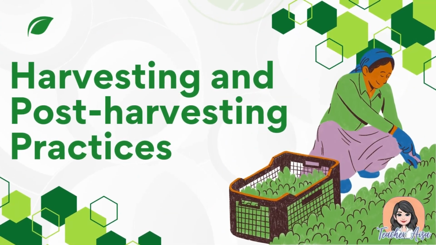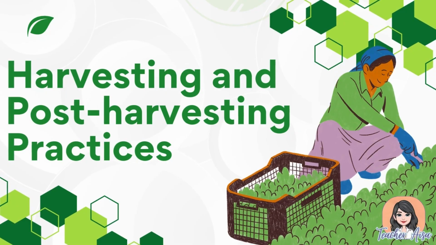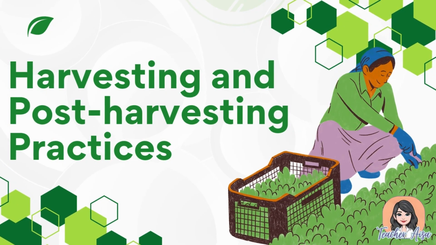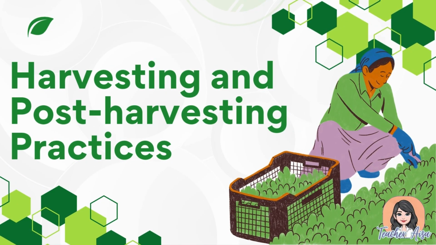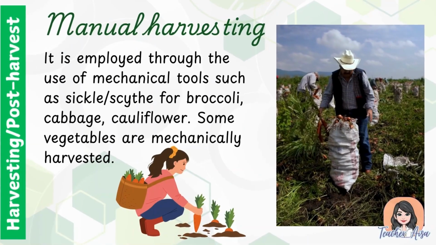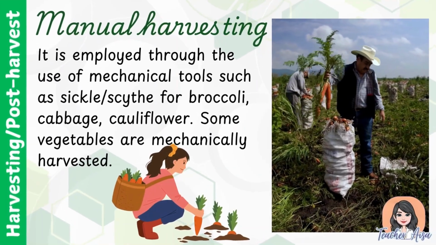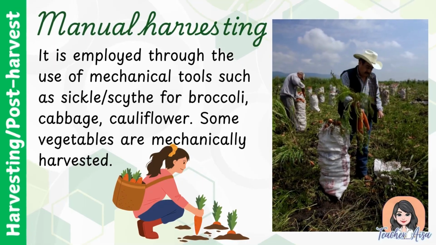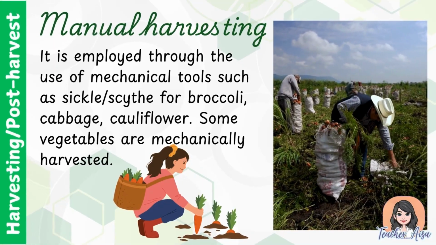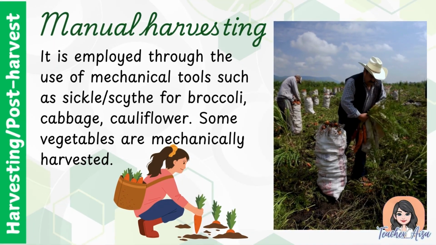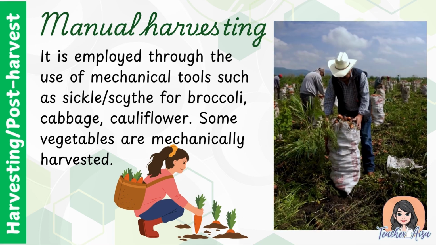Harvesting and post-harvesting practices. Manual harvesting is employed through the use of tools such as sickle or scythe for broccoli, cabbage, cauliflower. Some vegetables are mechanically harvested.